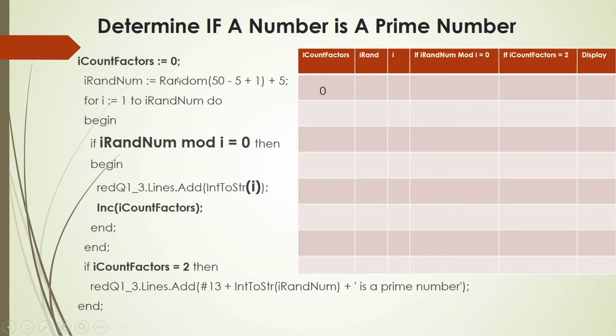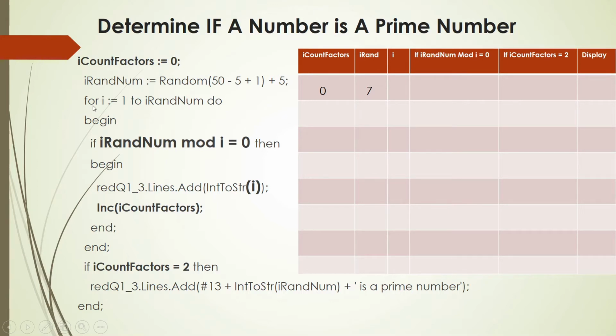I'm then generating a random number between 5 and 50, both inclusive. Now when you're using random, the function from the math unit, it's the upper limit, which is 50, minus the lower limit, which is 5, and you add 1 to that. And it is always plus the lower limit value. So I'm going to generate a random number, and I'm going to assume that the random number generated was 7.